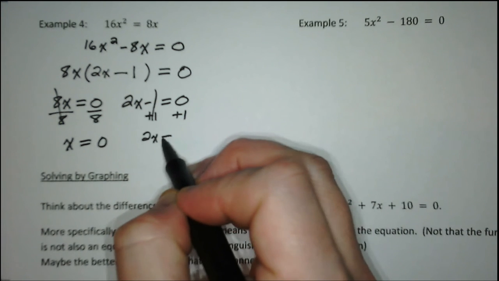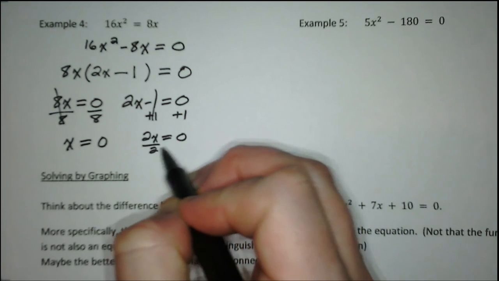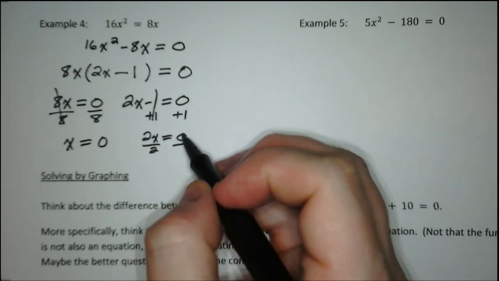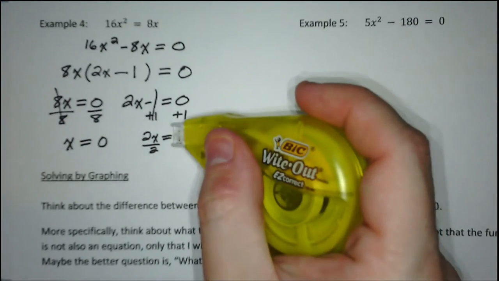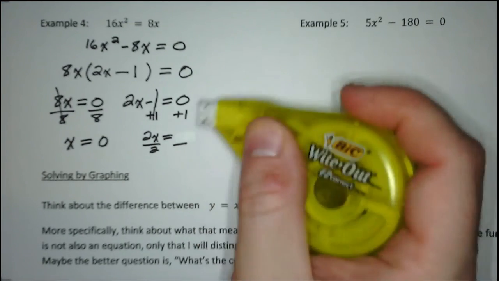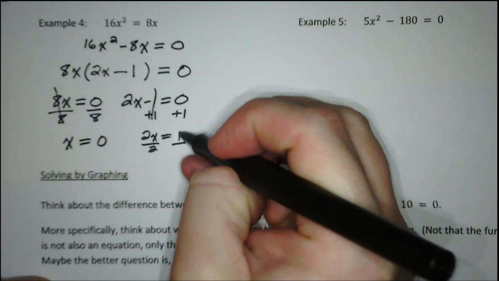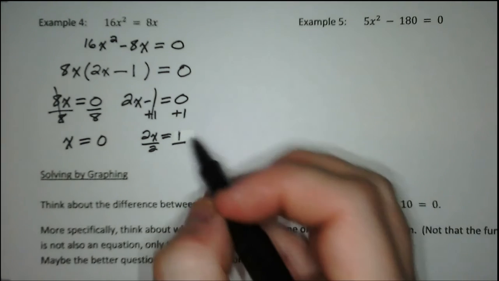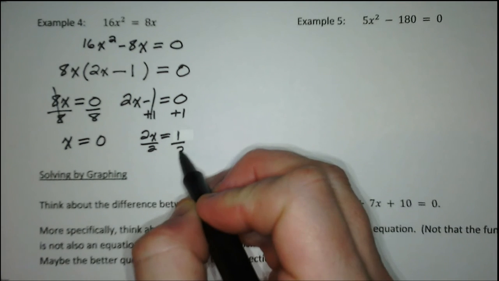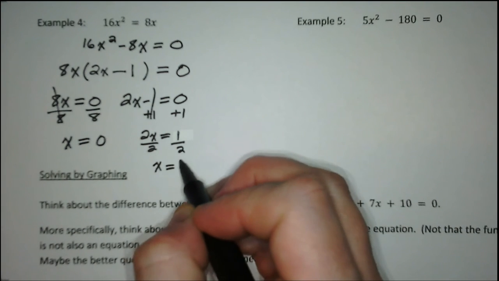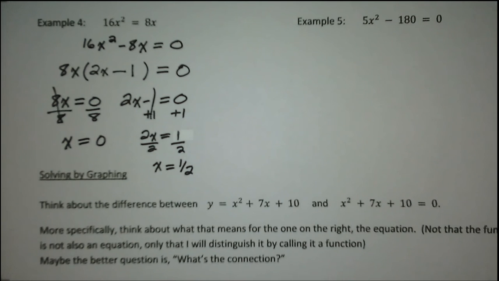So now 2x is all alone, but then we still have to divide both sides by, whoa. Stop the presses. Started going a little bit too fast for my own good. So now we divide both sides by 2, and we get x equals 1/2. So there's my two answers there, all right?